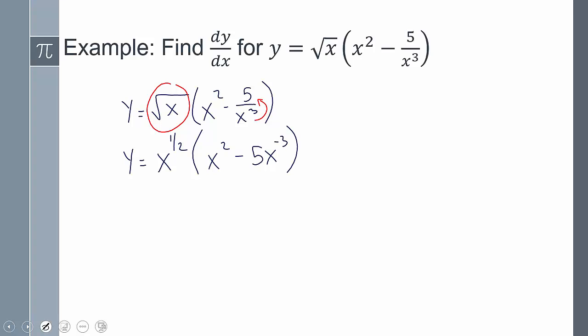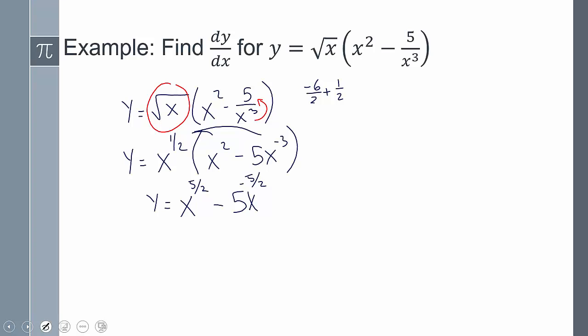Now when we multiply, so I'm going to distribute this through, when we multiply and you have the same base, you add the powers. So this is going to become y equals, well, 1/2 plus 2 gives me x to the 5/2 minus 5. 1/2 minus 3 is going to give me, just to visualize it for you guys, negative 5/2. That'll be x to the negative 5/2.